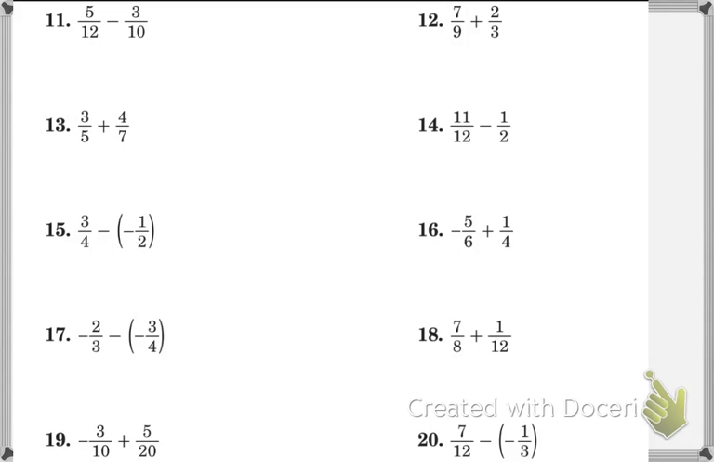So in each of these examples, we have different denominators, the number on the bottom is different. So that's the first thing we're going to do. We're going to talk about how to find like denominators.